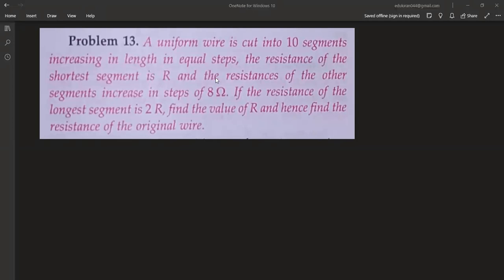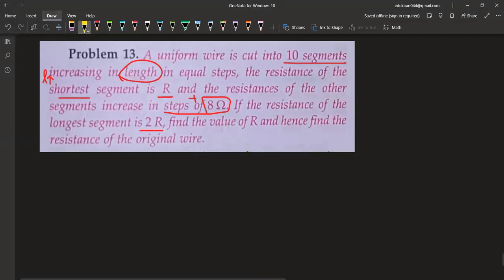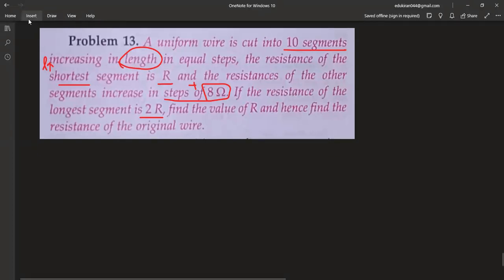See, this says a uniform wire is cut into 10 segments, increasing in length. Length is increasing here in equal steps. The resistance of the shortest segment is R, and the resistances of other segments increase in steps of 8. Means you have to keep on adding 8 into it. If the resistance of the longest segment is 2R, find the value of resistance and find the resistance of the original wire. Look how you have to solve this question.